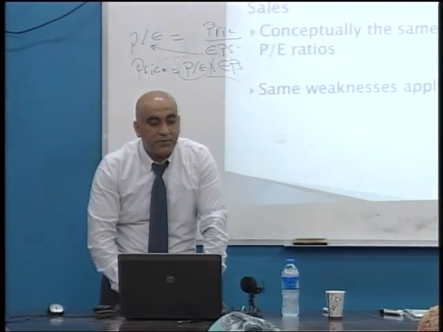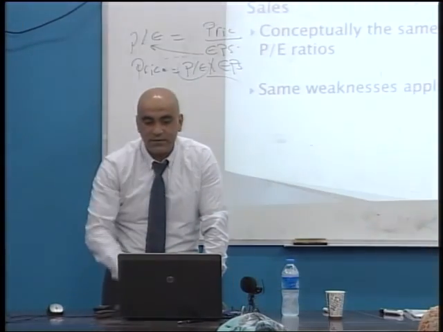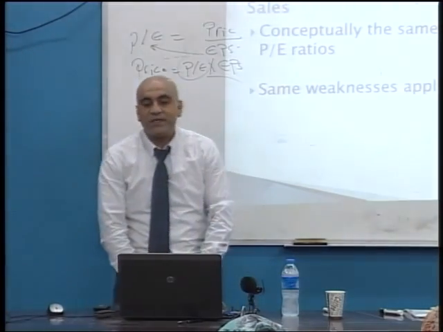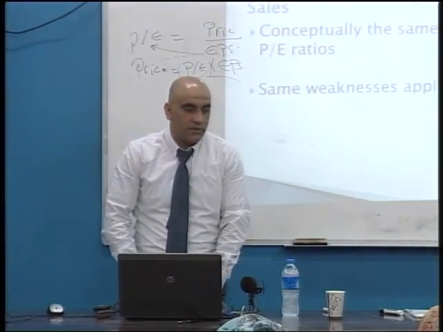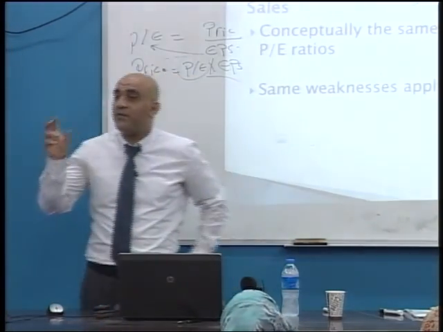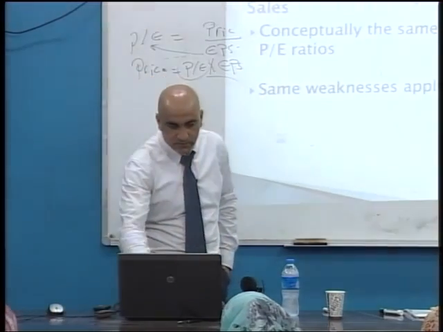Okay, price to book value. Just divide the price by the book value. Conceptually, it is the same as using the PE ratio, with the same weaknesses. The book value is the book value of the underlying stock in the accounting data.